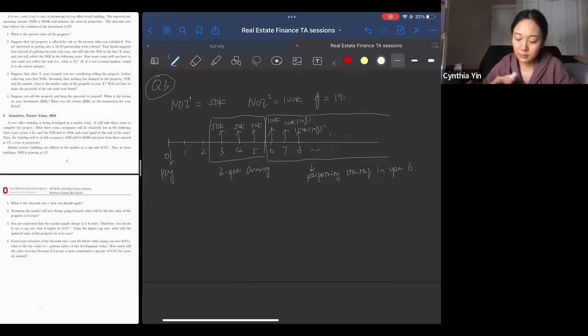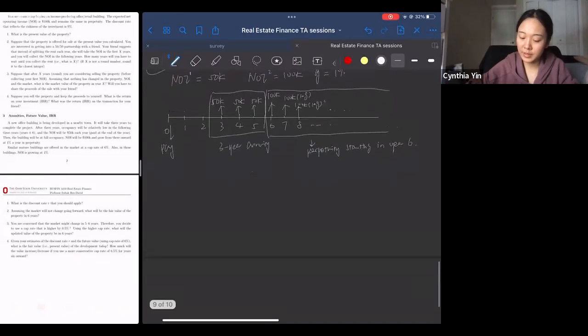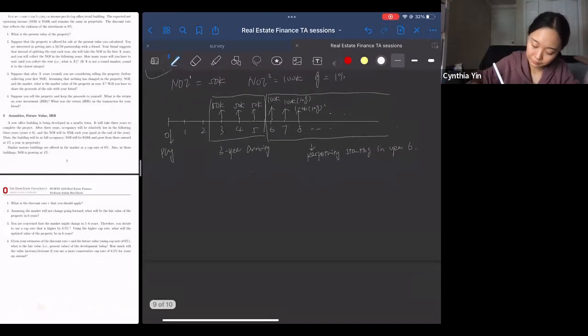So I see some of you are doing a perfect job using the formula, but some of you mess up with the timing of the cash flow. So it's very important, to get the precise answer, to make sure your incoming cash flow is at exactly the right time. Okay, before that, let's start from question 1.